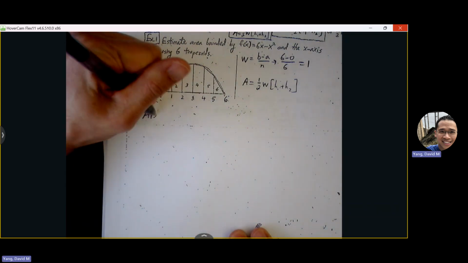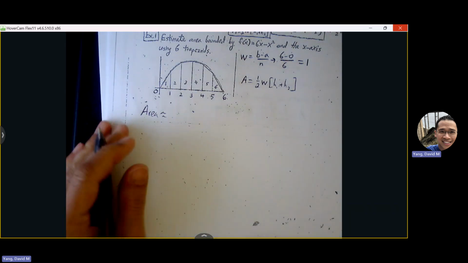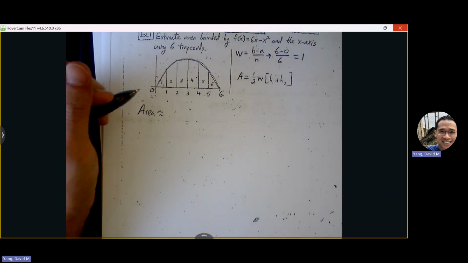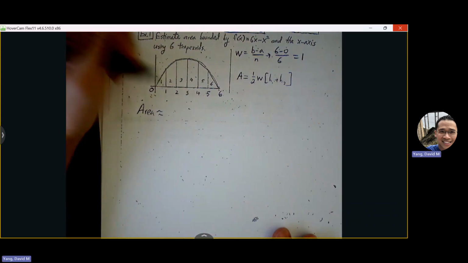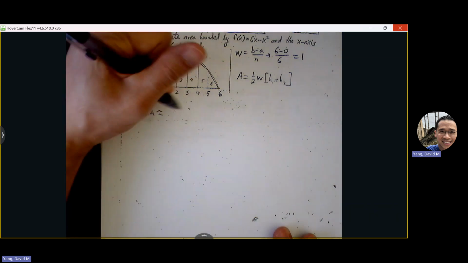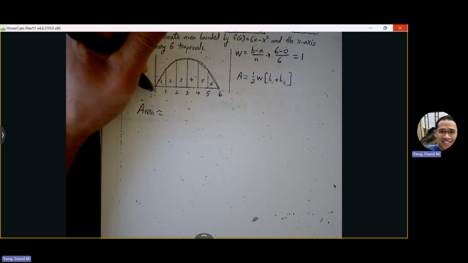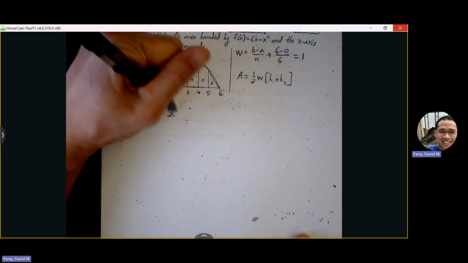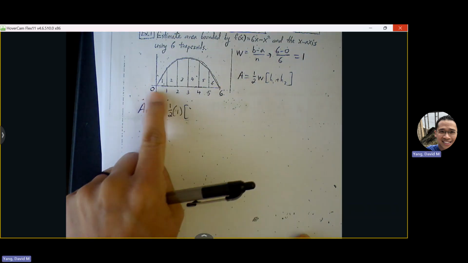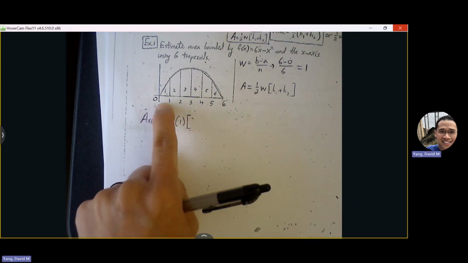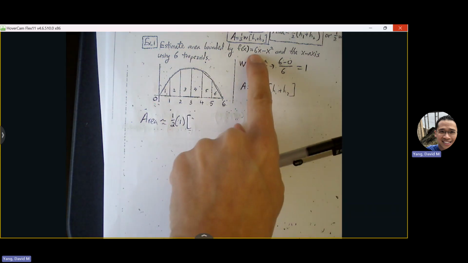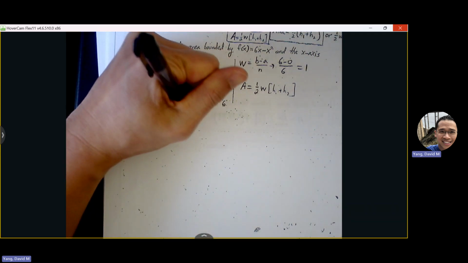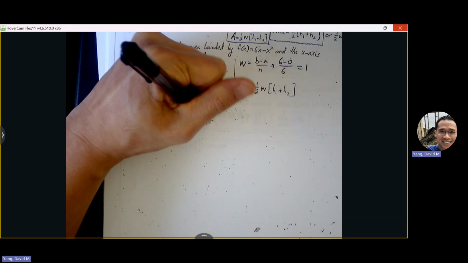So the area is approximated by, now there's a lot of these here, so it's going to feel like we're doing a lot of calculations here. But the first trapezoid or triangle is 1/2 times the width. My width is 1. And then height 1 plus height 2. And to find the heights, I'm going to take the 0 and 1 and plug it into the function. So I'm going to leave it in function notation here. So f of 0 plus f of 1.